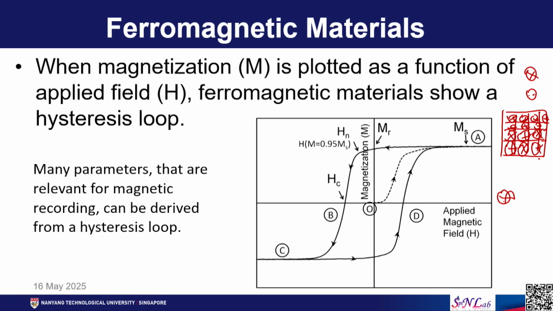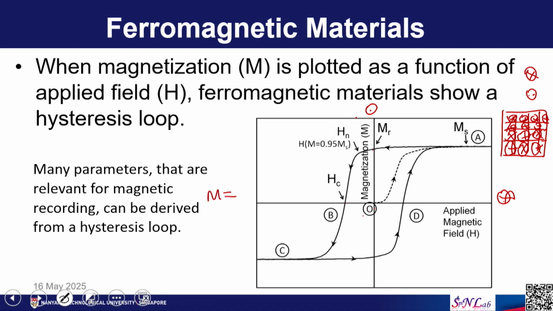Now, you come to this point, that means the field is 0. This MR is slightly lower than MS. So, what could happen is that out of these 16, maybe one of them is now in this direction. The remaining 15 will still be pointing into the board.